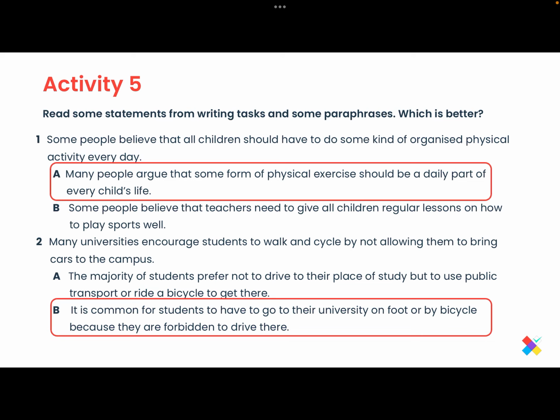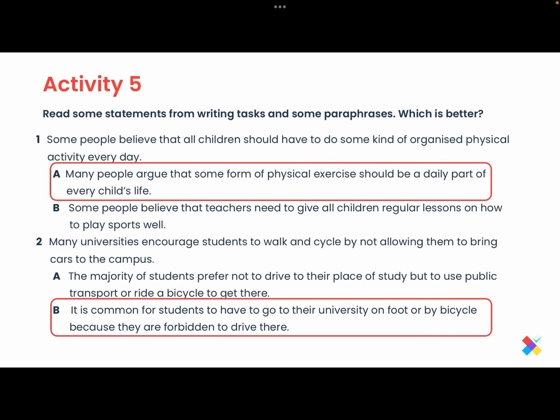It is common for students to have to go to their university on foot or by bicycle because they're forbidden to drive there. Forbidden, they're not allowed. Again, paraphrase. A is incorrect because the majority of students prefer not to drive to their place of study, but to use public transport or ride a bicycle. First of all, public transport is not on foot. Public transport is, I don't know, tram, metro, bus, whatever you've got there. So again, incorrect information.